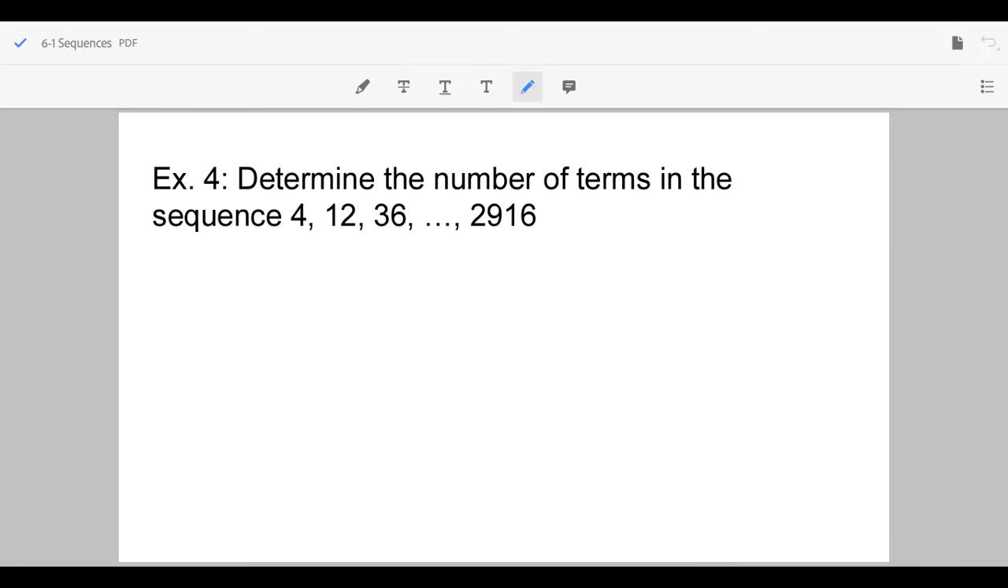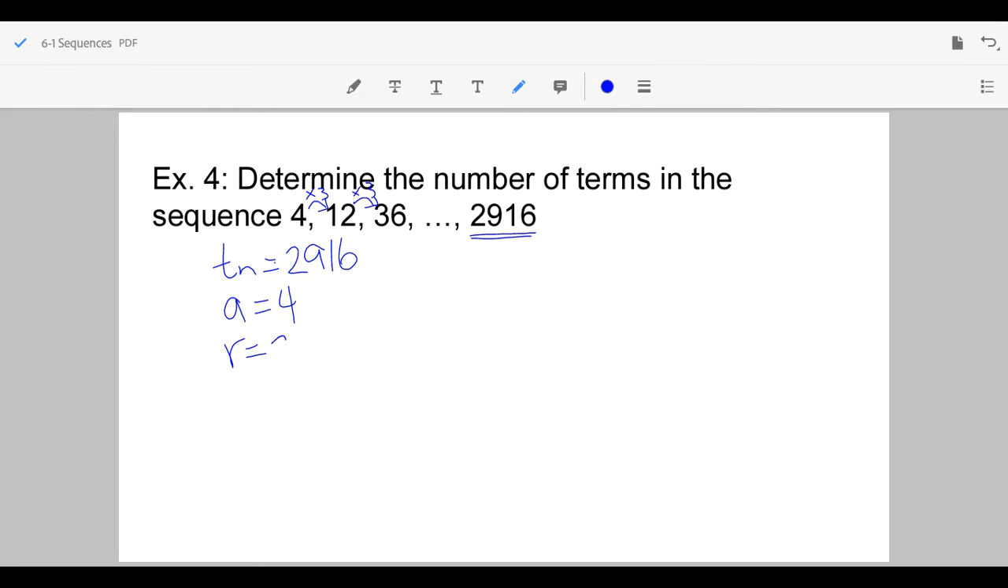We're looking at this finite sequence because we know our last term. So term n is 2,916, and we know a is 4. We know r, or we can get r. To get from 4 to 12, we multiply by 3. From 12 to 36, we multiply by 3, which means that r is 3. And what we're looking for is our term number.